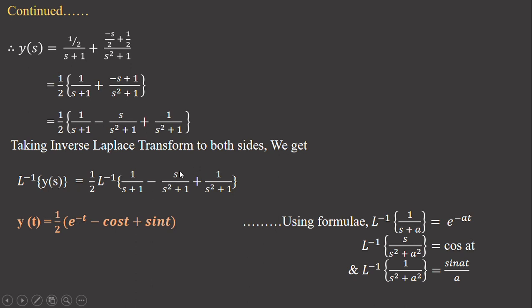For s upon s² + a², this formula is applicable here. A is 1 again. So by that formula your answer is cos at. A is 1 here, so the answer is cos t just. And for the last term, see, the numerator is 1: 1 upon s² + a². Its Laplace inverse is sin at upon a. So for this term, it is sin 1t upon 1, or it is sin t just. So by following those 4 steps only, you can get your required solution to a linear differential equation using Laplace transform. Okay, thank you.